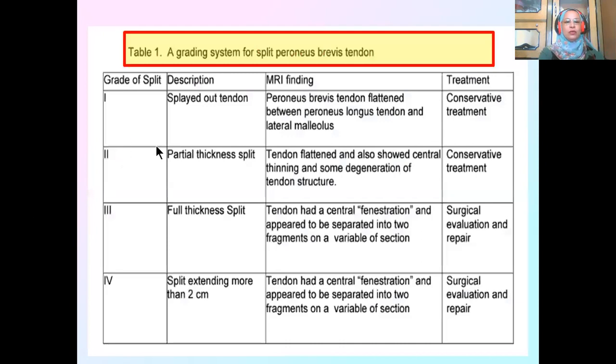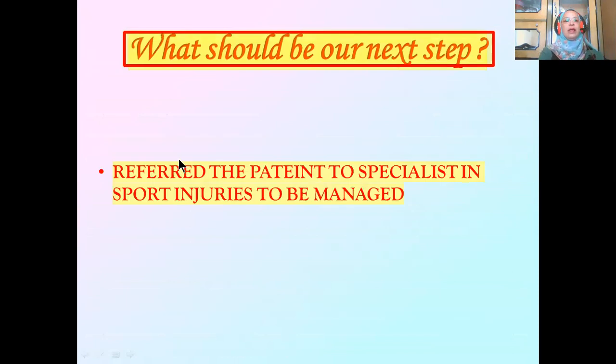In grades 1 and 2, management is usually conservative, while in grades 3 and 4, management is surgical. Depending only on ultrasound findings, our patient may have a grade 3 split tear of the peroneus brevis tendon. We referred the patient to be managed by specialists in sports injuries, especially as she had a split tear in the peroneal tendon.